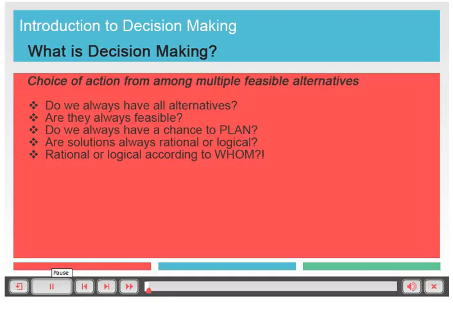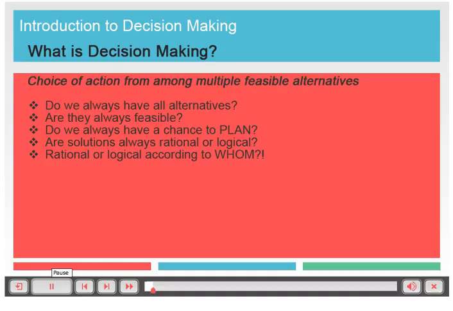What is decision making? Decision making is when we have to choose actions from among multiple feasible alternatives. So the goal here is we have to look at all the possibilities that may be out there that are feasible, and then ultimately choose among those to figure out what the next step will be. Of course, that opens up a lot of questions and challenges for us. Number one, do we have all the alternatives available for us? And if we do, are they always feasible?